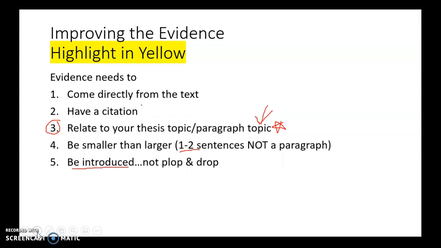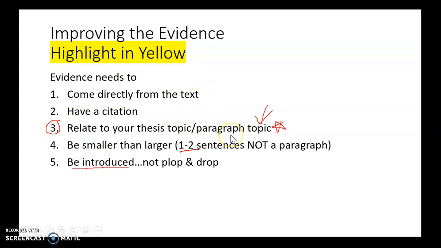When we look at evidence, we know that it should come directly from the text. We want quotation marks, word for word from the source that you're using. And it needs to have a citation. So it needs to say what page or paragraph number it came from. And if you're using more than one source, then it needs to tell the last name of the source that it came from, the last name of the author. Number 3 is our goal for the year.